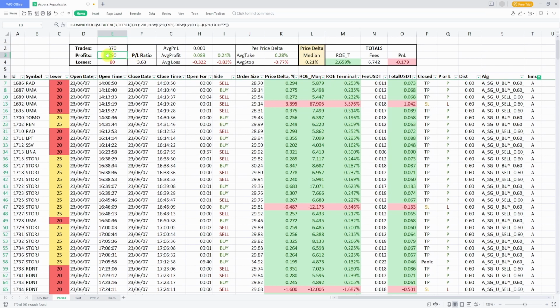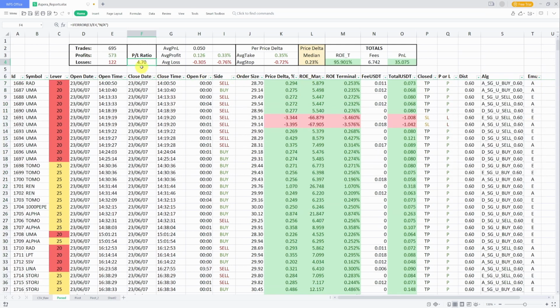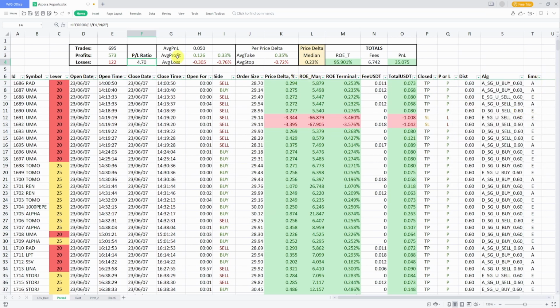Now, here I have the number of profitable trades, and here I have the number of losing trades. It is based on this flag right here. And based on these two numbers, I calculate the profit to loss ratio. So in my real trades, the ratio is 3.6 to 1. All right, if we were to look overall, it's 4.7 to 1. Emulator makes everything better.